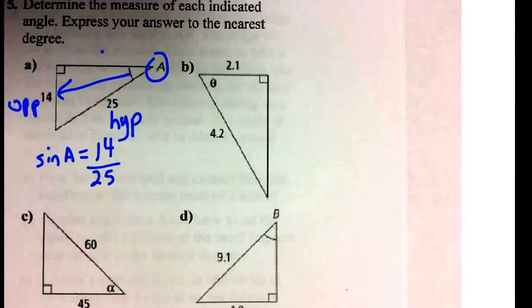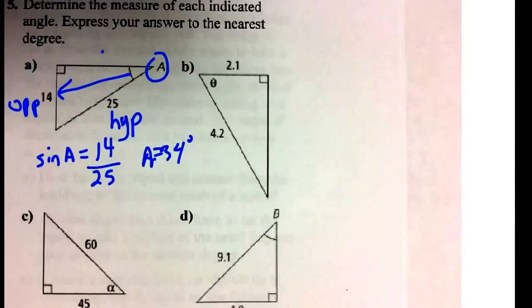And remember with these ones, we just want to do second sine, right? We want to get rid of that sine. So you'd go sine, shift, or second sine, brackets 14 divided by 25. And that gives us an angle of 34 degrees. Okay, and then let's just do a couple more to make sure we got it.